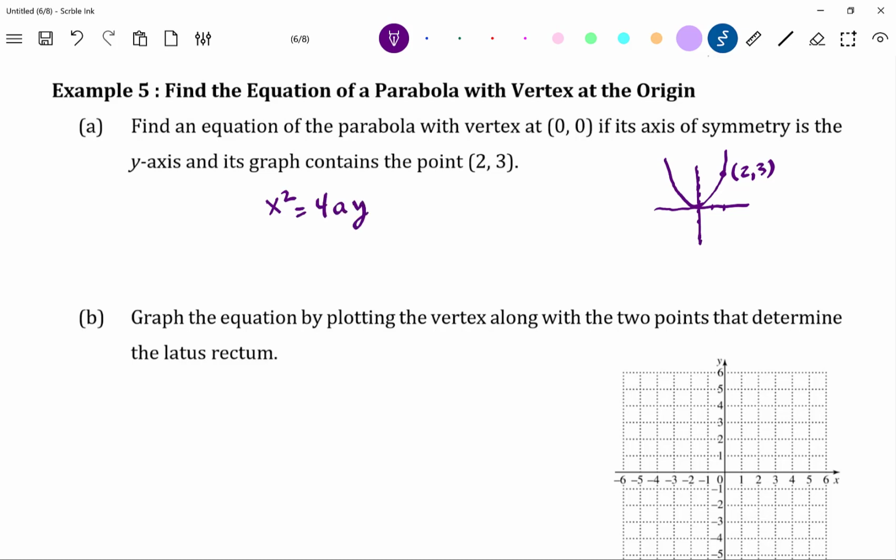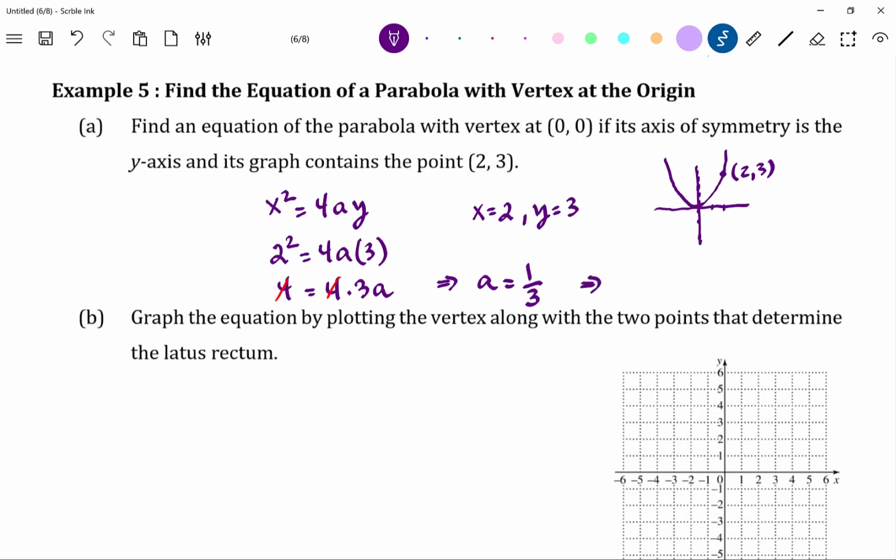Well, I don't know what a is. However, the point 2, 3 being on this parabola means if I plug in x to be 2 and y to be 3, I'm going to receive a correct statement. So 2 squared, which is 4, is equal to 4 times 3a, and we can divide by 4 both sides of this equation and divide by 3 to figure that a is going to be 1/3.